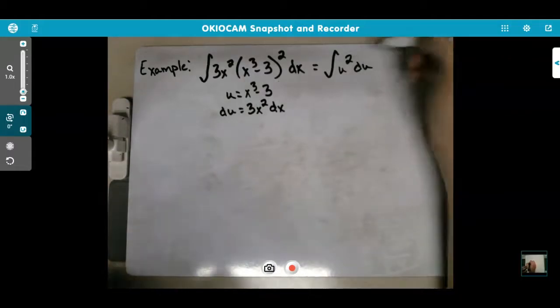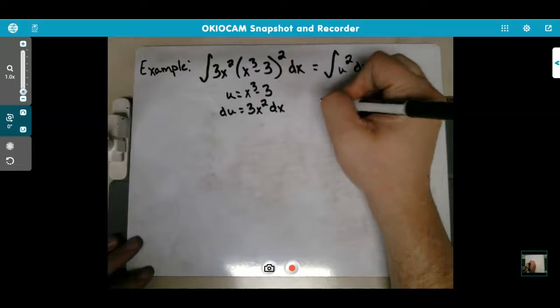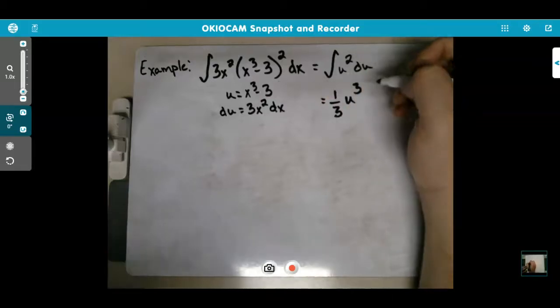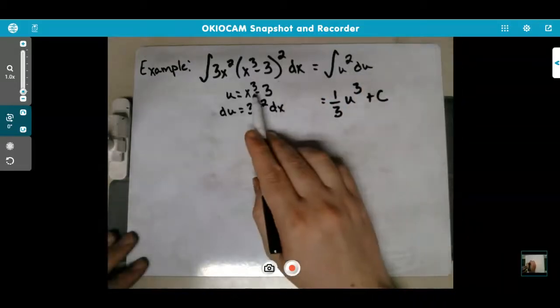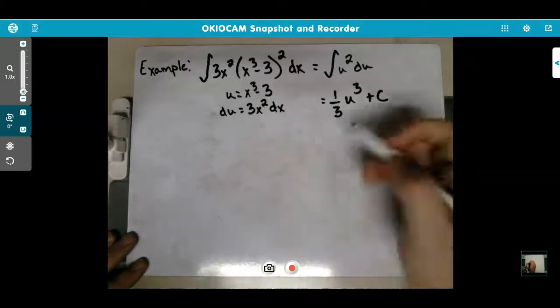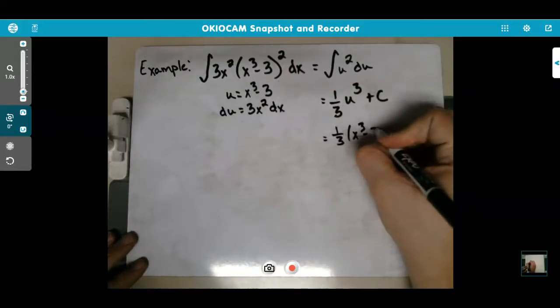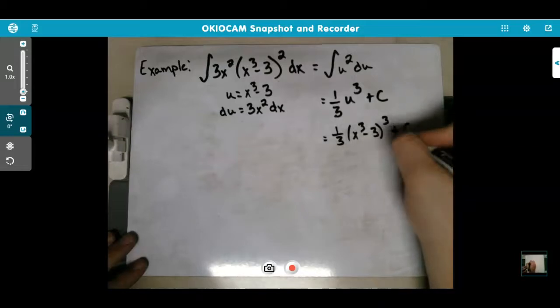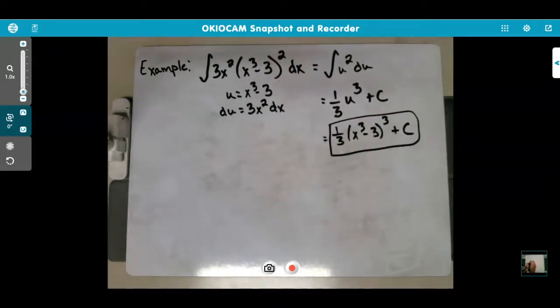So now here I'll just add 1, which would make it u to the third, divide by 3, so 1/3 u to the third plus c, and then plug in what we said the u was. So that's going to be 1/3 times x cubed minus 3 cubed plus c. Just like that. Another example.